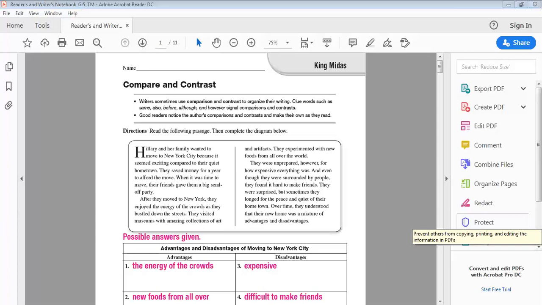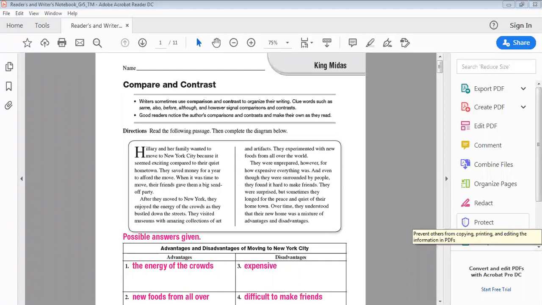After they moved to New York, they enjoyed the energy of the crowds as they bustled down the street. They visited museums with amazing collections of art and artifacts. They experimented with new foods from all over the world. They were unprepared, however, for how expensive everything was.